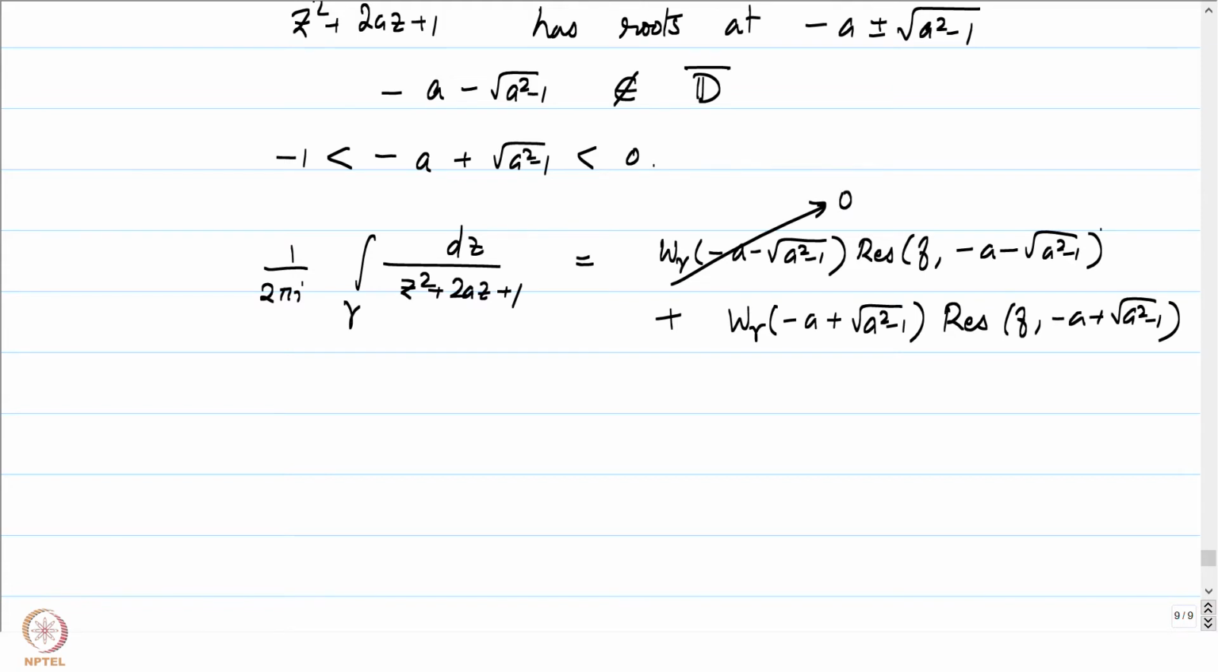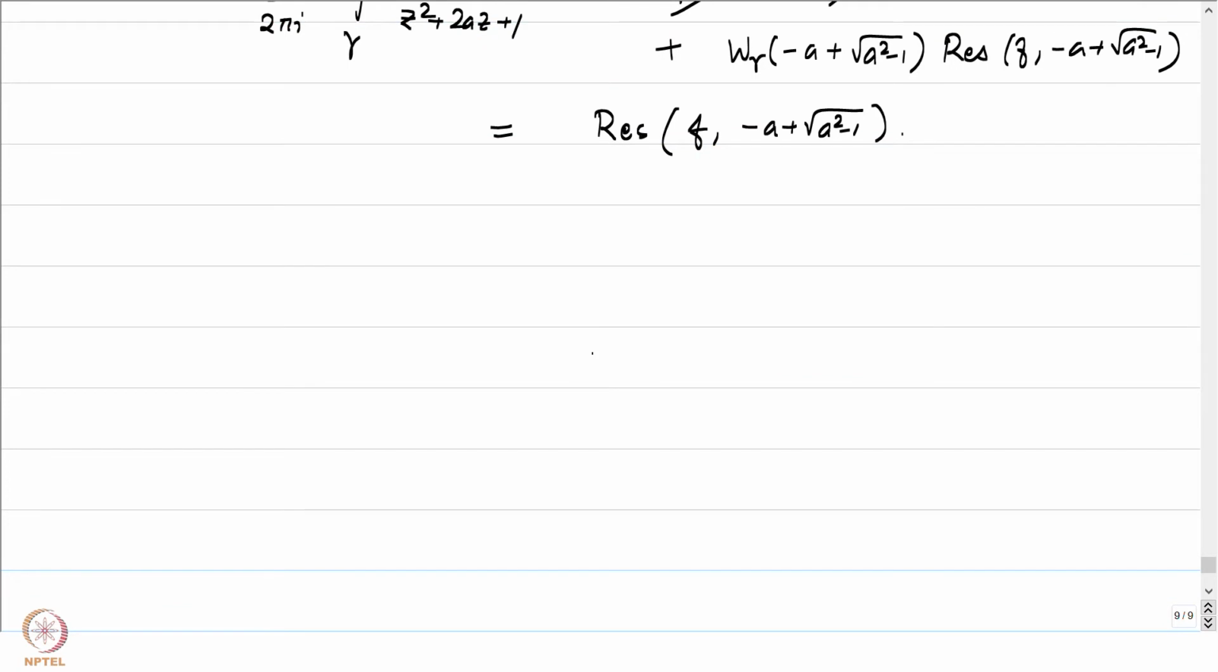That's something which you should sit down and check, and therefore the first term is going to vanish. So this is just going to be equal to the winding number of gamma around minus a plus square root of a squared minus 1, which is equal to 1. We have done the necessary prerequisites to conclude that this winding number is 1. Gamma, remember, is the unit circle, and therefore this is going to be the residue of the function f, at the point at which we are looking at the residue, which is exactly this.